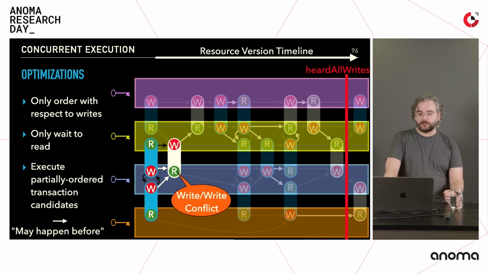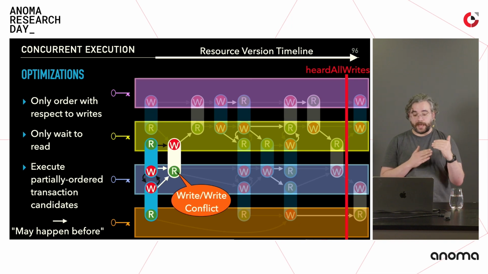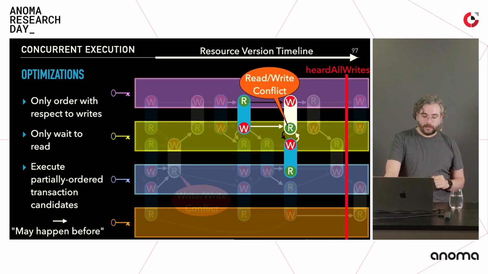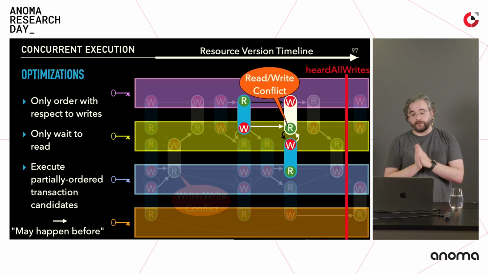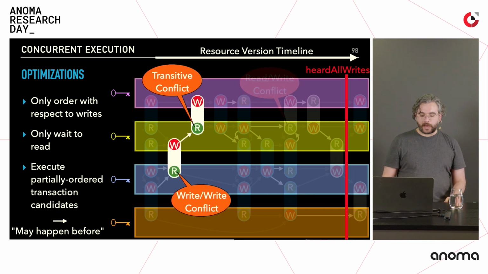Specifically, this transaction candidate is trying to read the blue key, but it's faced with a write-write conflict. It's not clear which of the prior transaction candidates wrote last, so it's not clear which value this transaction candidate should read. This transaction candidate has a read-write conflict. It's not clear whether this read happens before or after this write, so it's not clear what it should read. And this transaction candidate has a transitive conflict. It's trying to read a value written by a transaction candidate that's stuck on a conflict. These are actually all the types of conflicts we have to worry about, and they emerge kind of neatly from thinking about this may happen before relationship.